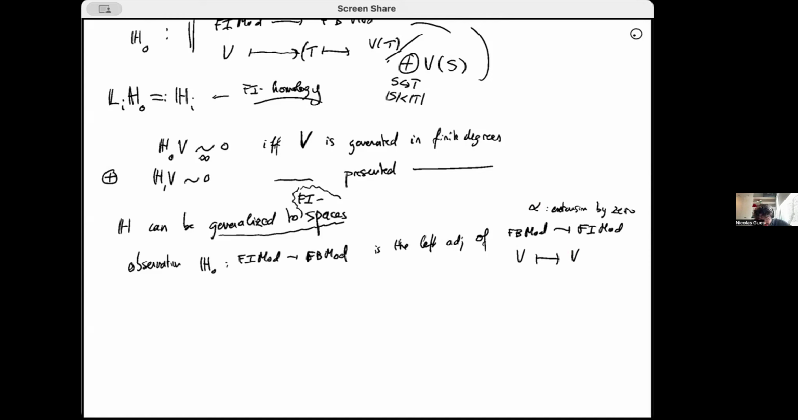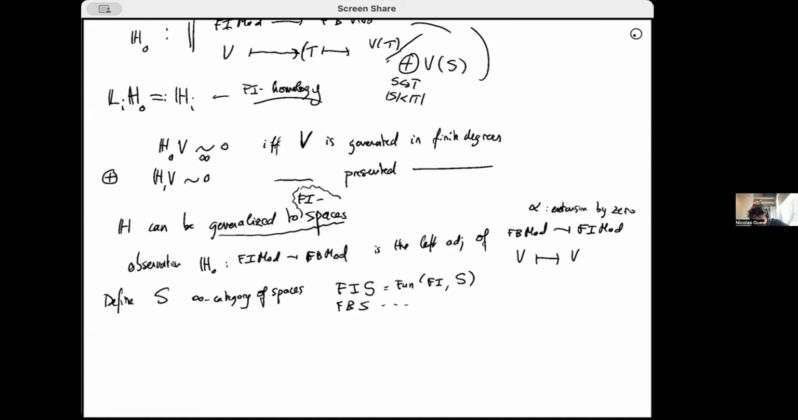And now you can see that if I look, so let's define FI spaces. So I'll call S the category, the infinity category of spaces. And I'll call FIS the category of functors from FI to spaces.